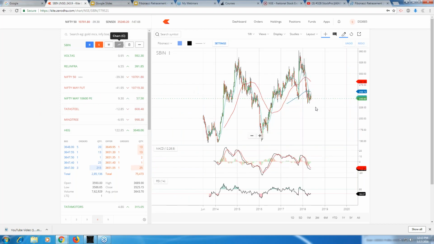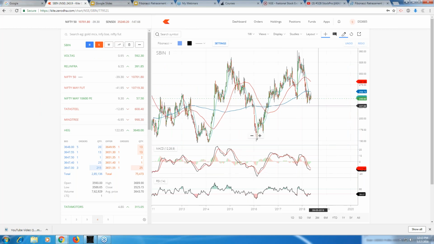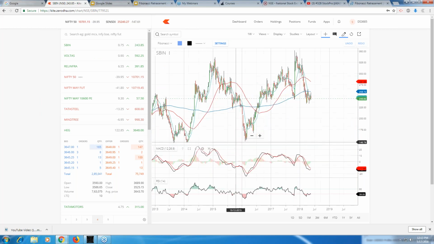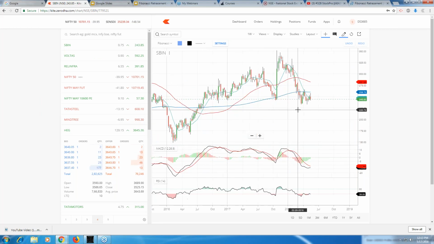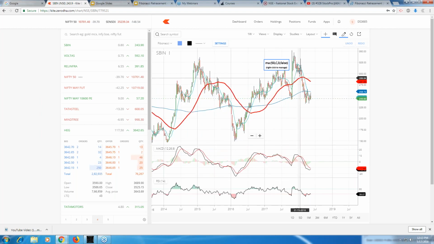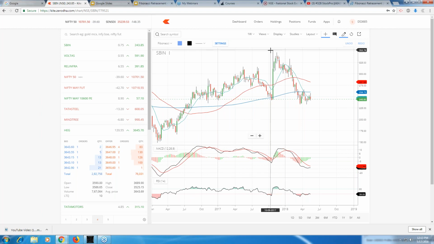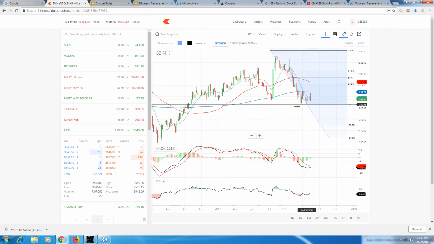Let's look into another stock. So you have to take the longer time frame. Remember that. Recent high and recent low, right? That's what you need to check. This is SBIN. So this is the recent high and this is the recent low, right? Now let's see what may happen.